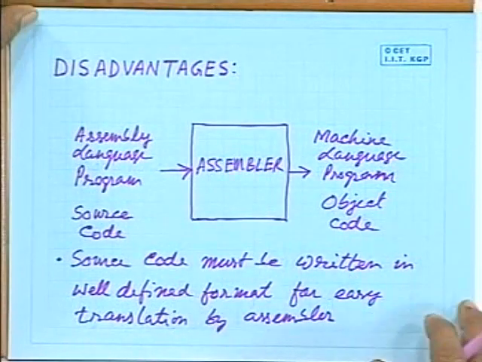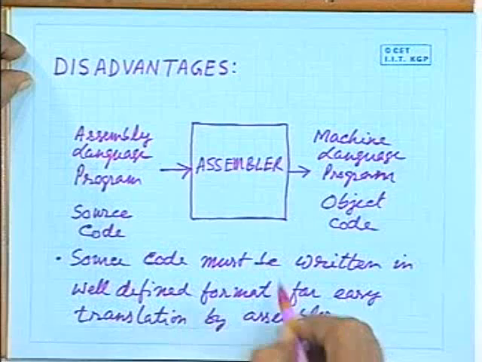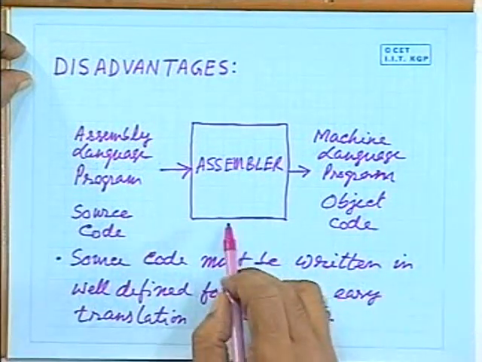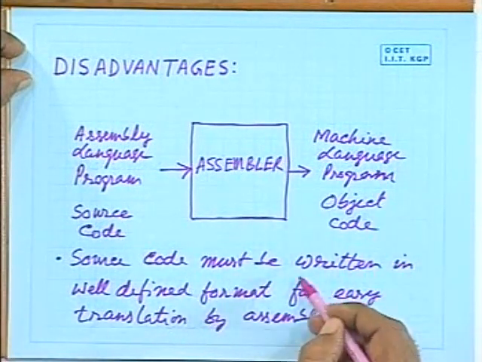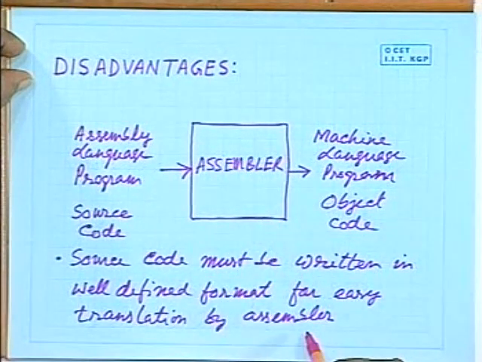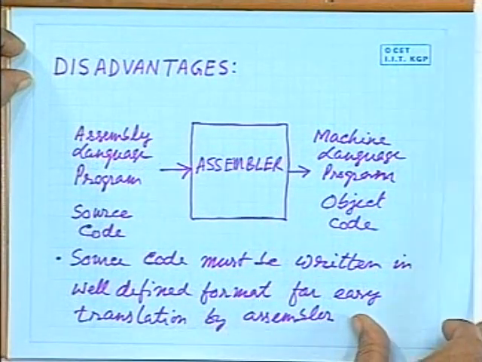In other words, what I am trying to tell is it imposes some restriction on the way you have to write a program in assembly language. You have to write the program in a very well-defined way so that it can be very easily understood by the assembler, and the assembler can convert it into machine language. In other words, the complexity of the assembler has to be reduced by writing in a well-defined format. Let us see what kind of format is used for writing an assembly language program.